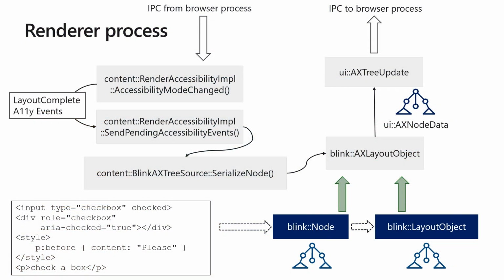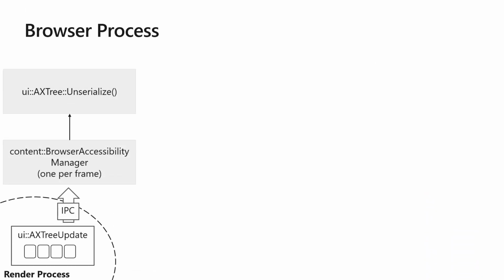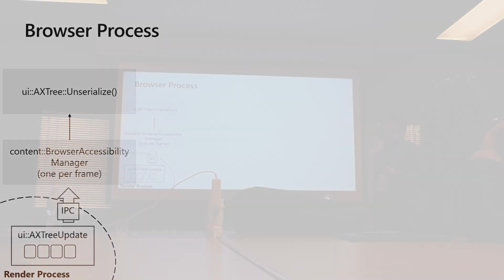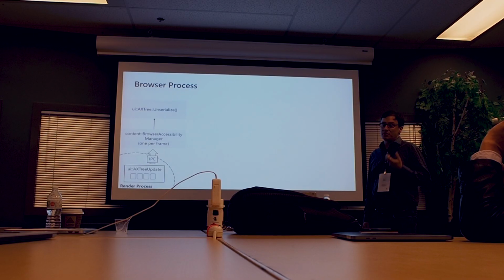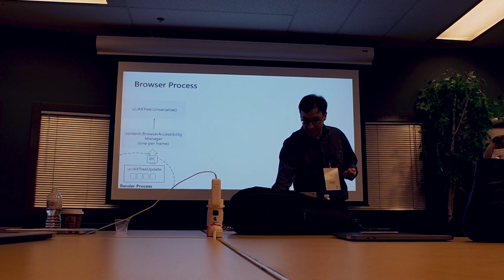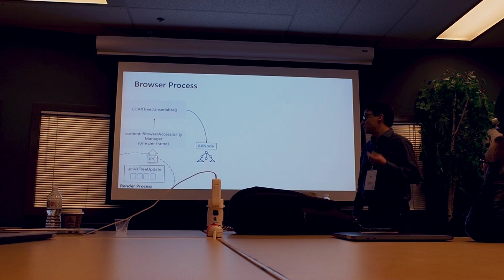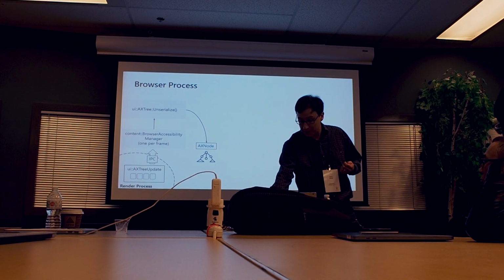Now, when that information arrives in the browser process, it gets received by a class called Browser Accessibility Manager. And again, we have one of these per frame, and this is responsible for maintaining the accessibility representation in the browser process that corresponds to the corresponding frame in the renderer. It will call a helper method called AXTreeUnserialize to unserialize the information it got and apply it to a tree of AX nodes in the browser process, representing the corresponding frame.